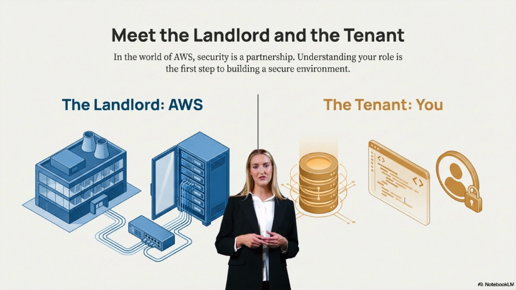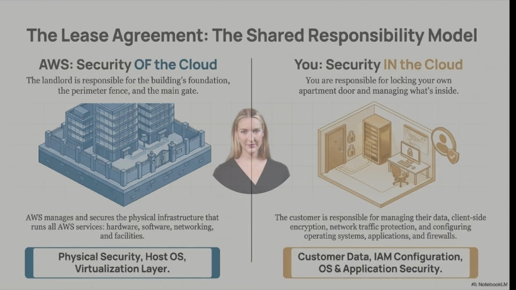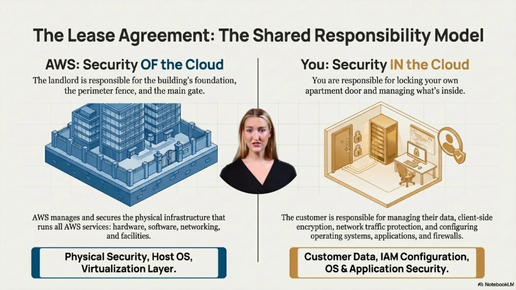This is the first and most critical step in building a secure environment. Recognizing that while AWS provides the building, you are the one who determines who is allowed inside your specific unit. This partnership is formally defined by the shared responsibility model, which serves as our lease agreement. It clarifies the security obligations of AWS versus the customer.